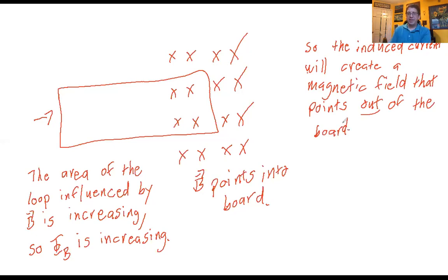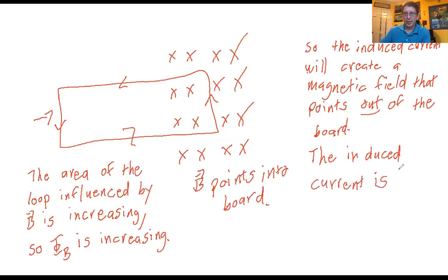So again, once you have that, you apply the right-hand rule. Your thumb points out of the board towards you, and your fingers curl in the direction of the induced current. And so that is counterclockwise from our vantage point. So the induced current goes around the wire like that. So the induced current goes in the counterclockwise sense.